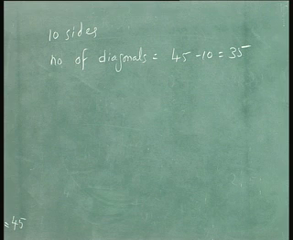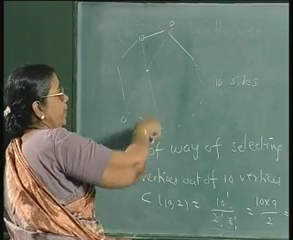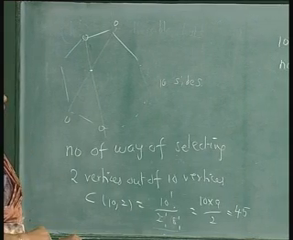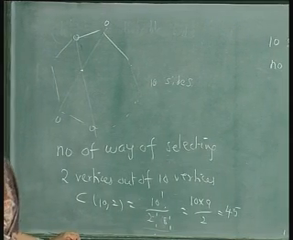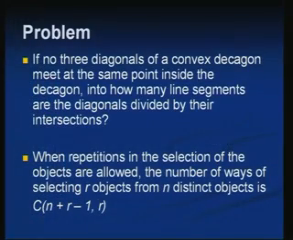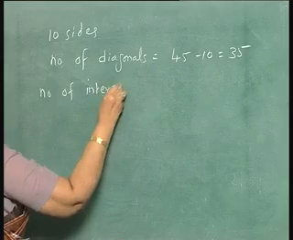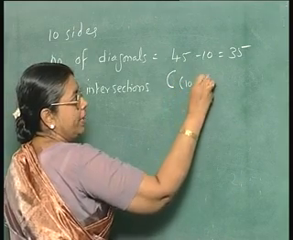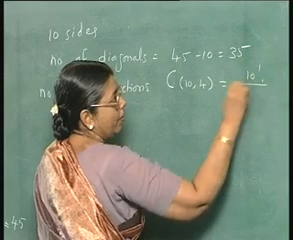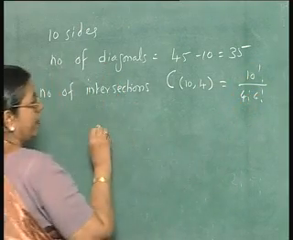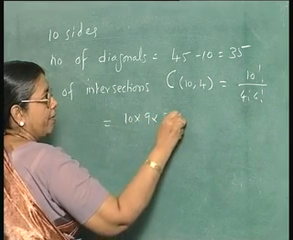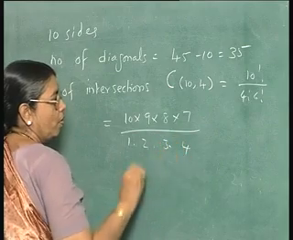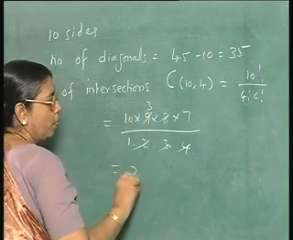Now, how many intersecting points can you have? If you choose 4 vertices, then there will be an intersecting point corresponding to those 4 vertices. If you choose any 4, you will get an intersecting point. And it is said that all the intersecting points are distinct. So, the number of intersections is given by the number of ways of selecting 4 vertices out of 10 vertices, that is 10 factorial by 4 factorial into 6 factorial, equal to 10 into 9 into 8 into 7 by 1 into 2 into 3 into 4, equal to 210.